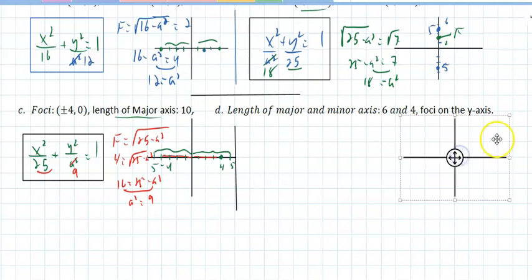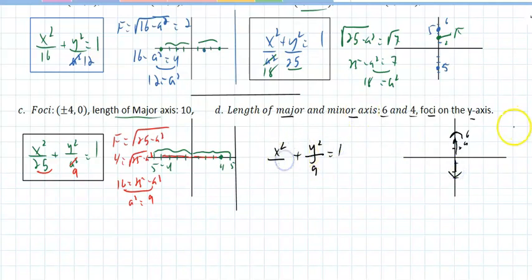And what if they went and said, oh, the length of the major axis and the minor axis are 6 and 4. Well, that doesn't tell us much. They say the foci are on the y-axis. That means the major axis is 6 units. That means the y squared is over, you must have went up 3 and down 3. 3 squared is a 9. And the minor is 4 units.